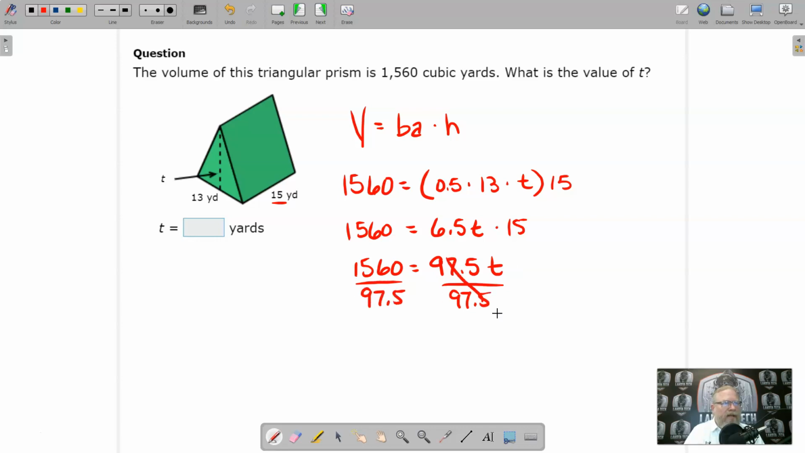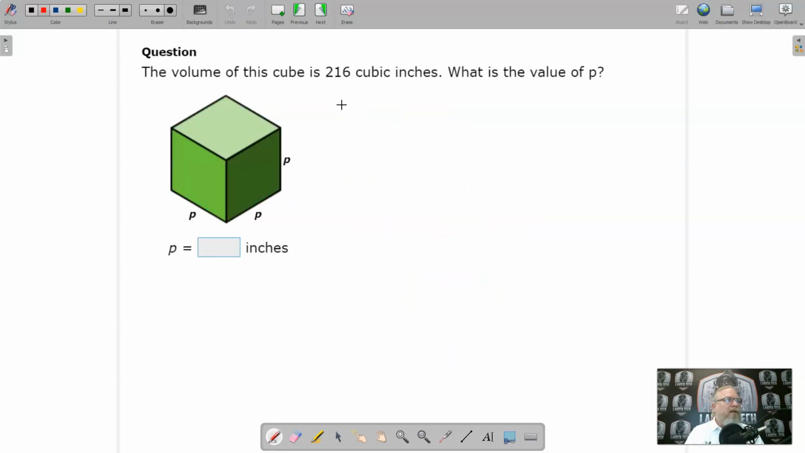These 97.5s are going to cancel each other, leaving me with just the variable t, and 1560 divided by 97.5 is going to give me 16. So the value of t here is 16 yards. So this right here, 16. Again, we do this by substituting in now. Instead of them giving us all of the information and calculating the volume, we're just going to plug in the volume and then find out where we have our missing information over on the other side and then solve for that variable.